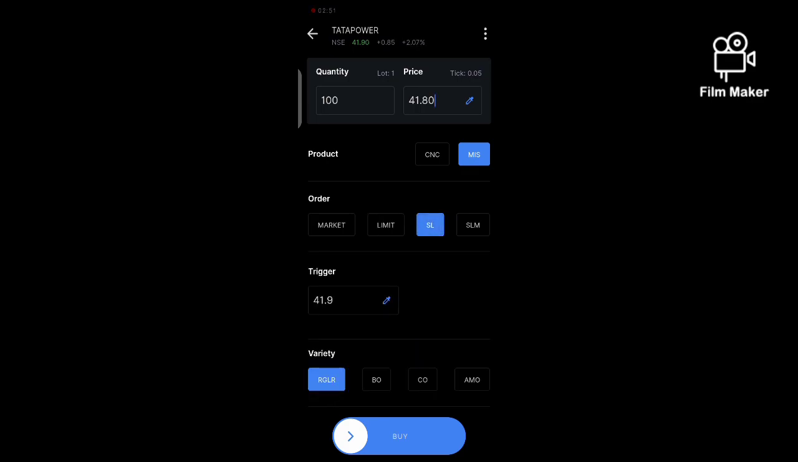Next one is stop loss order. Suppose I have shorted this same stock, Tata Power, at a price of 41.7. If I'm going short, I want that price to go down, that is 41.6, 41.5, anything below 41.7. But instead, now it is going up, 41.9. This means I am experiencing a loss, so I have to stop that.